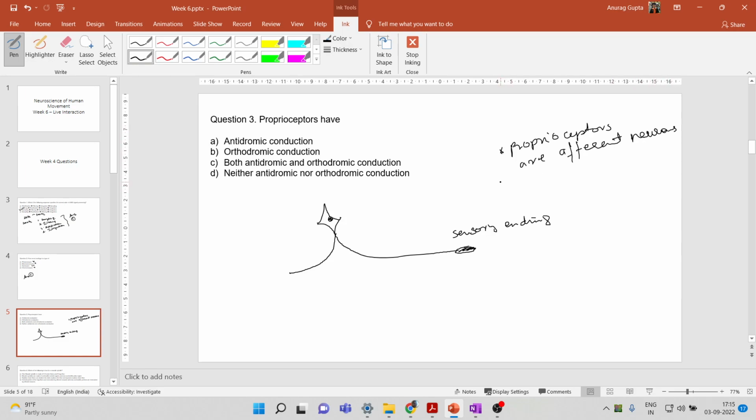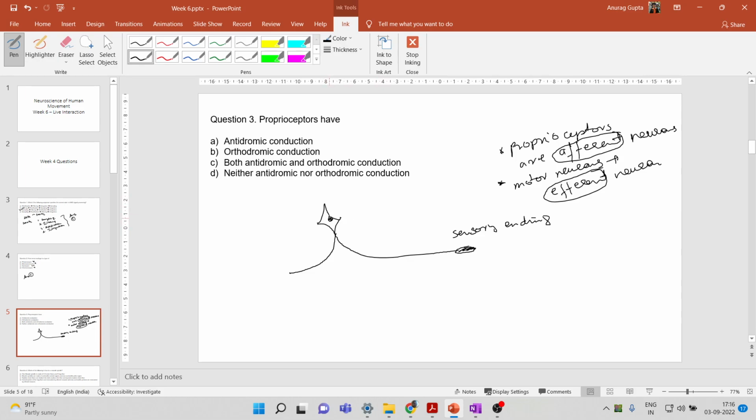And those neurons or axons which bring motor commands to the muscles are called efferent neurons. So motor neurons are efferent neurons. This is something important that you need to remember: efferent and afferent. So coming back to the proprioceptor, which is an afferent neuron.